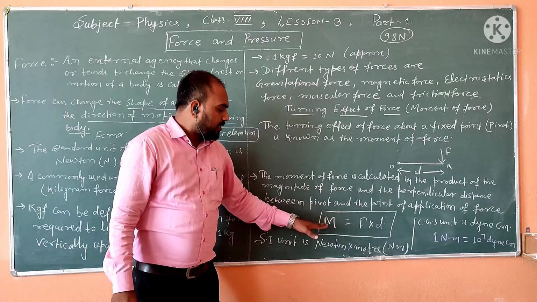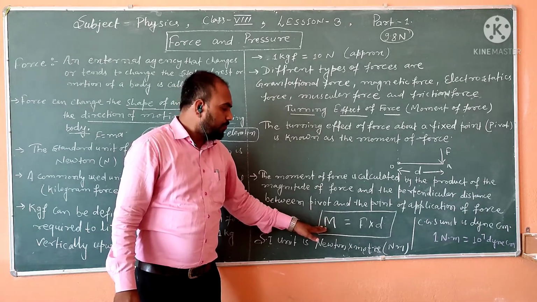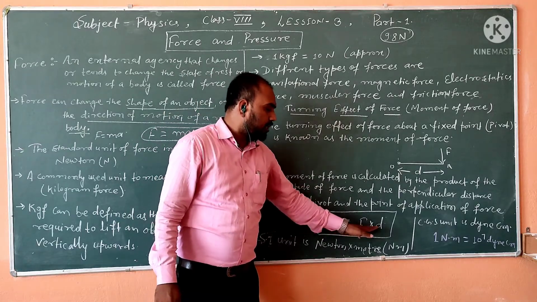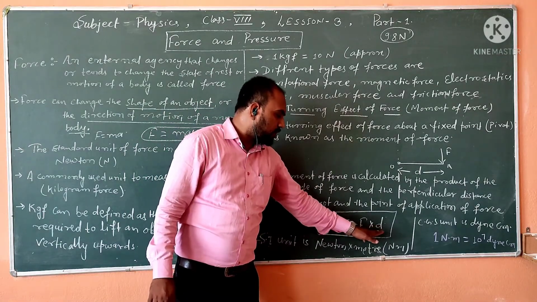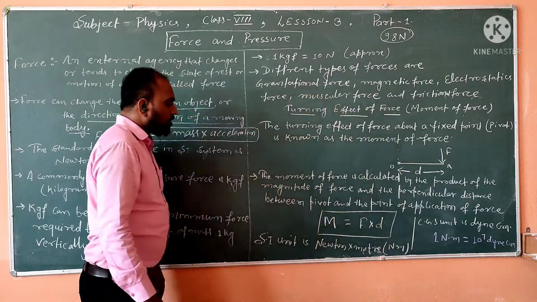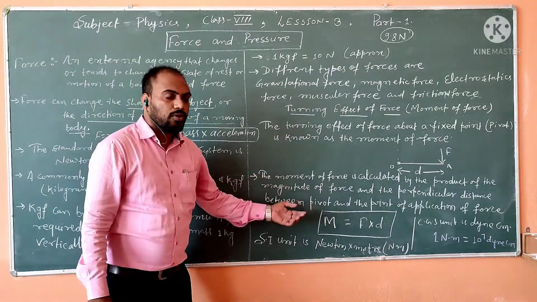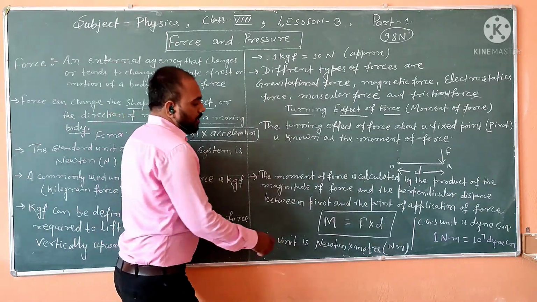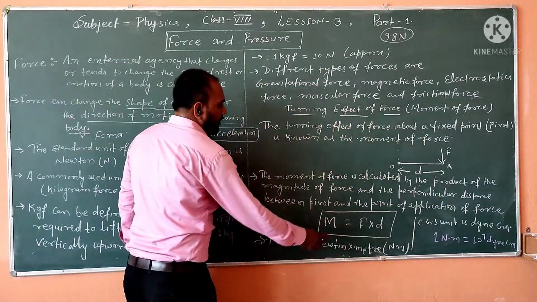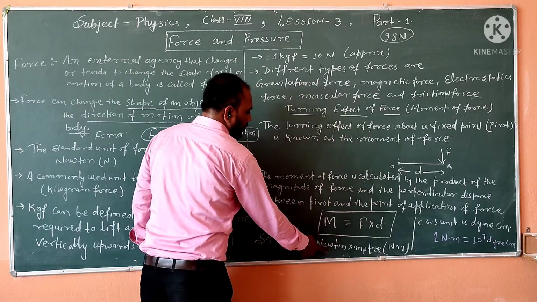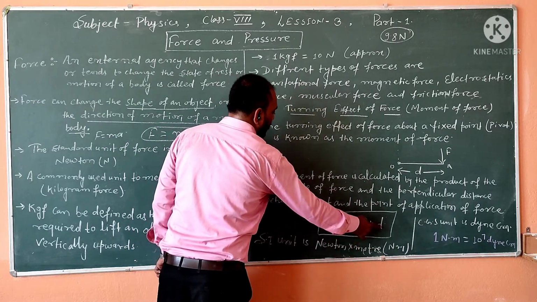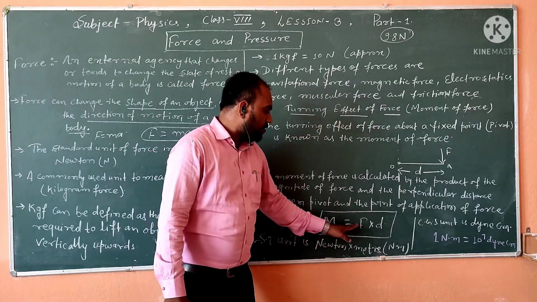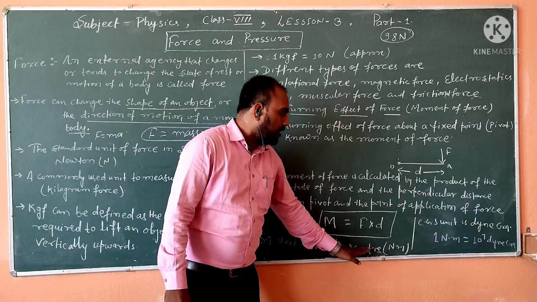To denote moment, I have taken capital M, that is, moment is equal to force into perpendicular distance. Okay. So the SI unit of moment will be Newton meter. As we know that the SI unit of force is Newton and the SI unit of distance is meter, so the SI unit of moment is Newton meter.